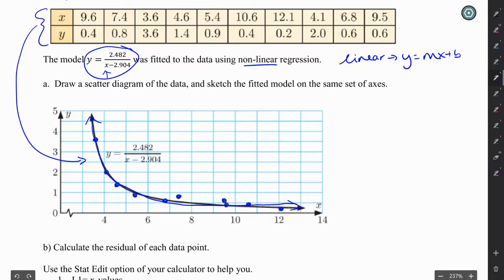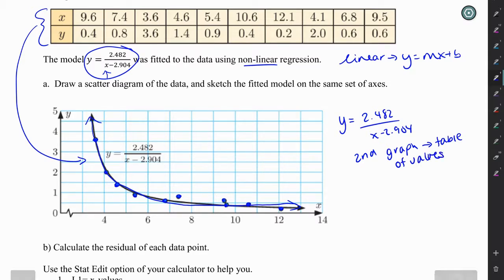Then, using the calculator, we can type in this equation and get points to then sketch that to show where that goes. Okay, so remember, in the y equals, we can type in 2.482 divided by x minus 2.904, and then we can hit second graph, and that will give us a table of values, which we can then use to get the points for that curve.